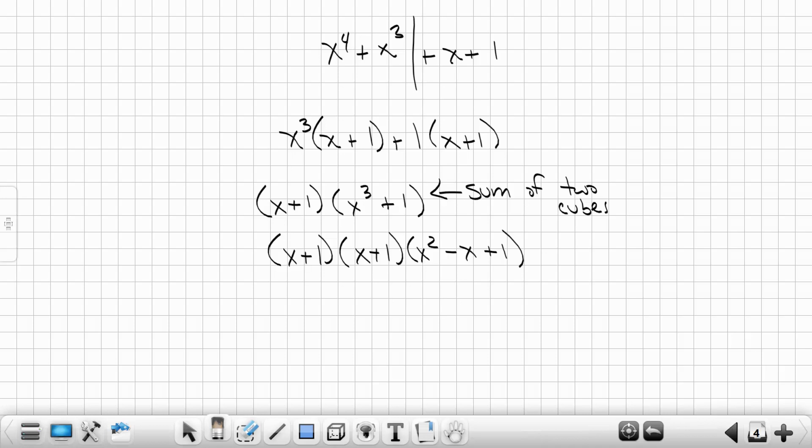Aaron? Yeah, sum of two cubes. I have a number cubed plus a number cubed. So I have x cubed, which is a, right? A is my x, and b would be 1. So I write it as x plus 1 times x squared minus 1 times x plus 1 squared.